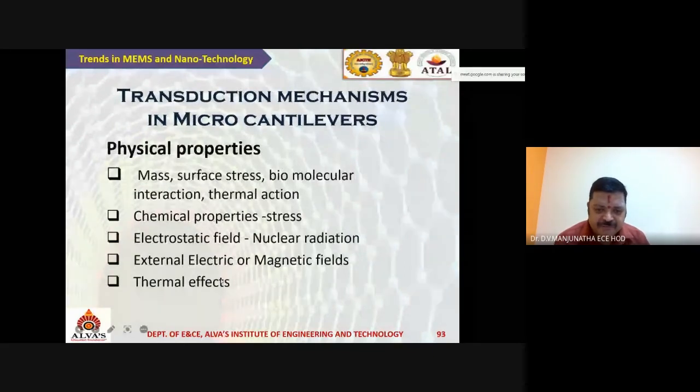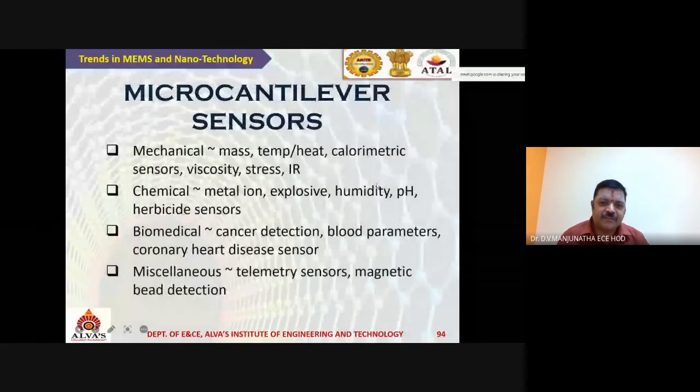I told you surface stress can be created by using chemical properties, and so the cantilever bends either upwards or downwards, which you saw in the video. The cantilever bends up or down, right? There are also external electric and magnetic fields and good thermal effects by using micro cantilevers. So these are all the advantages of cantilevers.